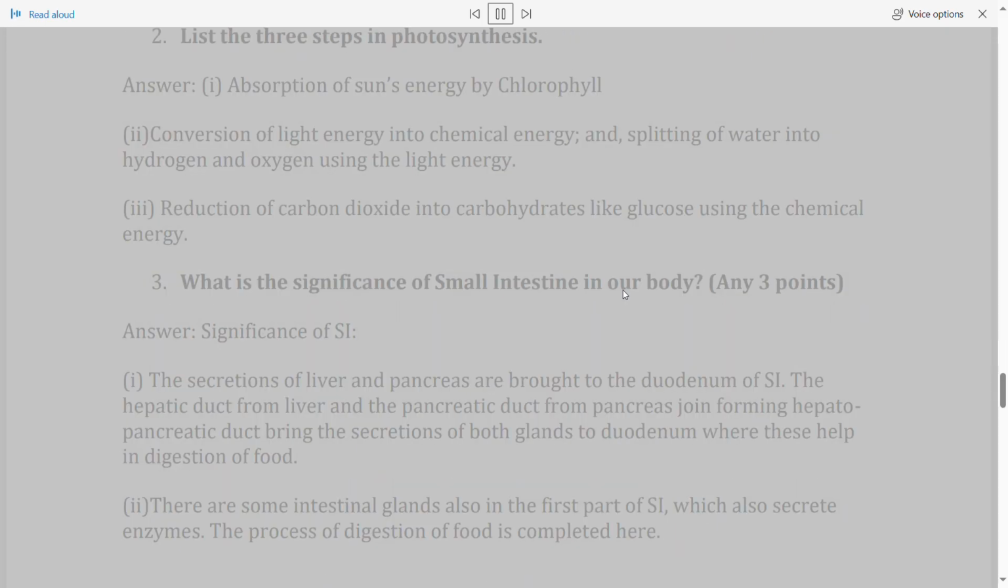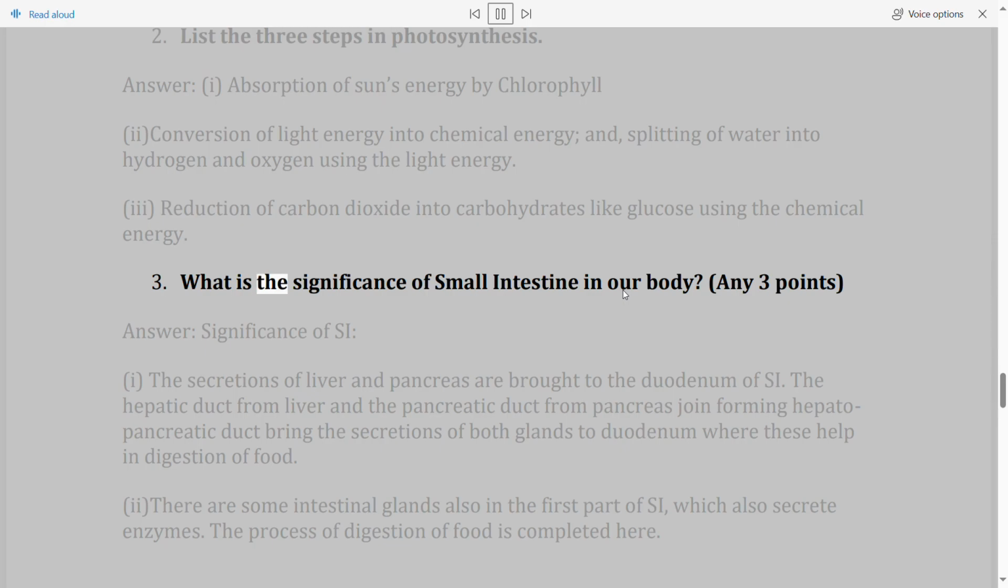2. List the 3 steps in photosynthesis. Answer. 1. Absorption of sun's energy by chlorophyll. 2. Conversion of light energy into chemical energy and splitting of water into hydrogen and oxygen using the light energy. 3. Reduction of carbon dioxide into carbohydrates like glucose using the chemical energy.